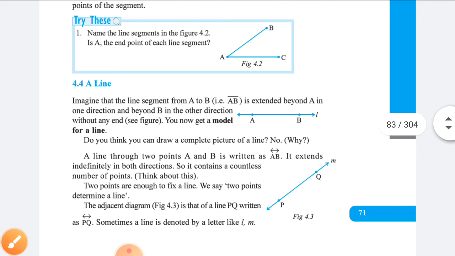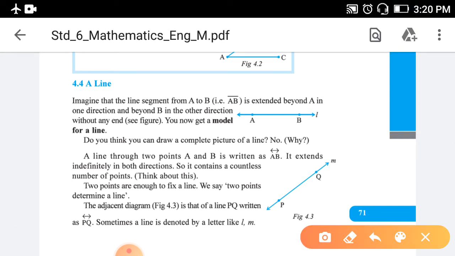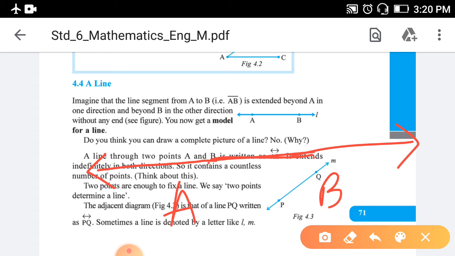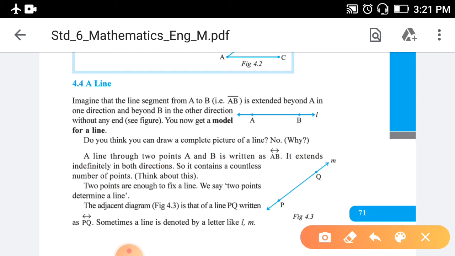Next, line. What is a line? Imagine any line segment AB. And here both are the end points A and B. This is a line segment, it is not a line. If you extend this end point beyond A and another end point beyond B, then it will be a line. So what is the difference between line segment and line? Line you can extend beyond the points, but line segment, it is fixed. You cannot extend. How to denote lines? Here examples are given. This is a line PQ.